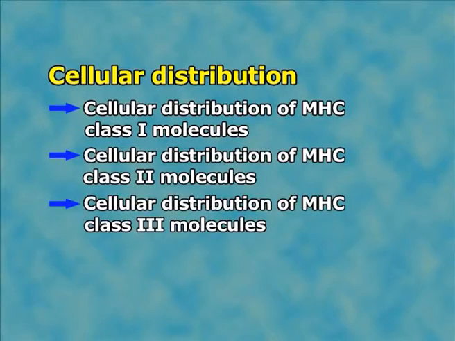Cellular distribution of MHC class 3 molecules. Class 3 molecules are not membrane proteins, are not related structurally to class 1 and class 2 molecules and have no role in antigen presentation, although most play some role in immune responses. For example, C2, C4A, C4B, factor B, 21 hydroxylase enzymes, TNF alpha, TNF beta, heat shock proteins, that is HSP.